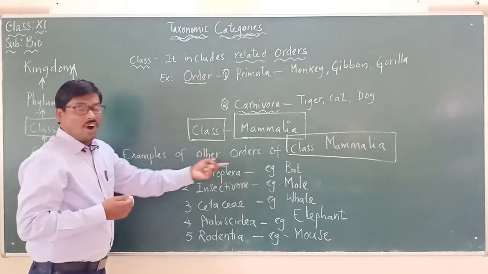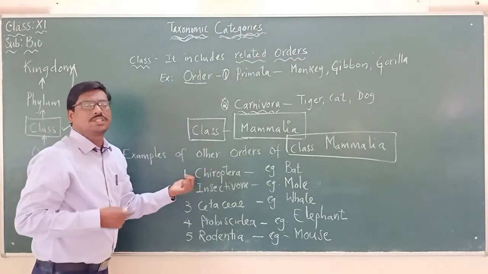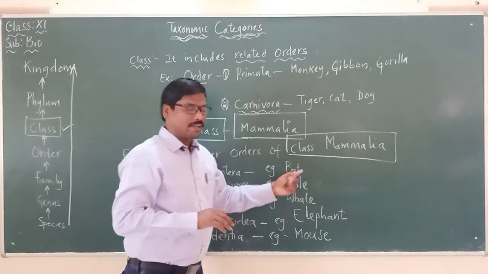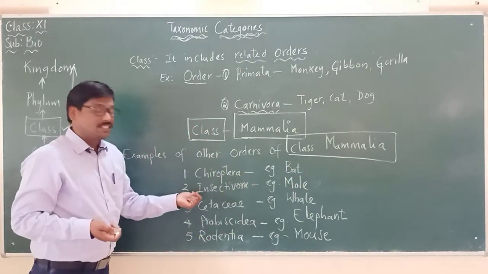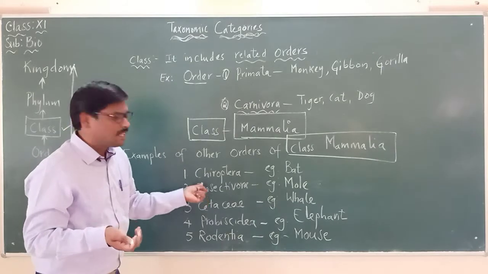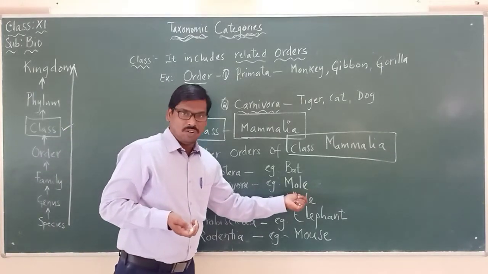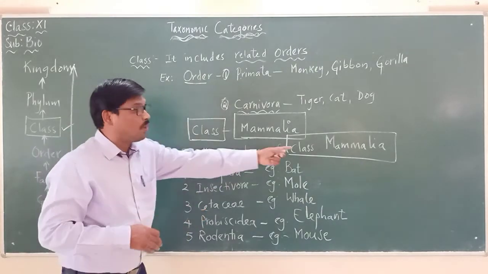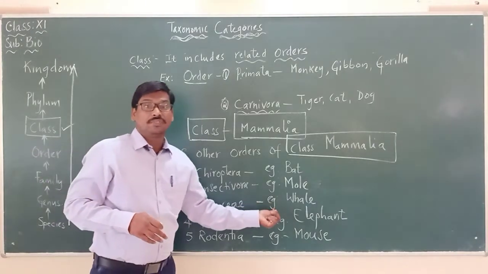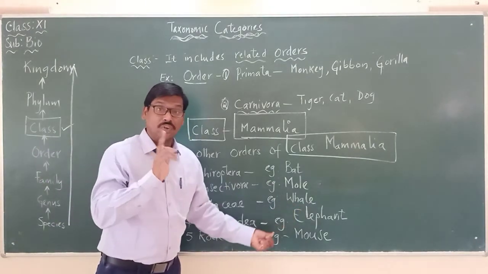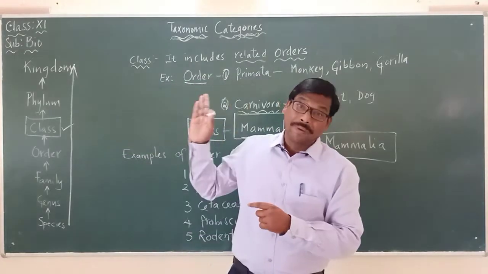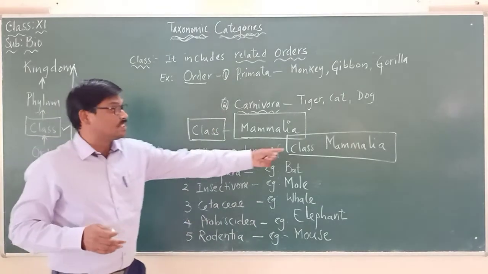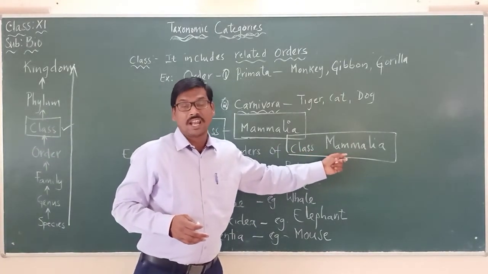Some examples of the different orders placed in the class Mammaliae: Chiroptera, where the best example is the bat. There is another order called Insectivora, where the best example is the mole. Cetaceae is another order placed in the class Mammaliae, and the best example is the whale. Please remember, whale will not be placed under the class Pisces. Pisces means fishes. The whale is placed in a separate order called Cetaceae, which comes under the class Mammaliae.